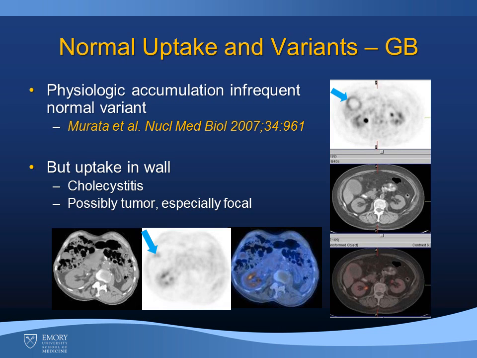And as we saw before, if we see uptake in the gallbladder wall, think of cholecystitis or possibly tumor, especially if the activity is focal. Occasionally, as a physiologic variant, you can see activity within the lumen of the gallbladder itself, and that has just been described as a normal variant.